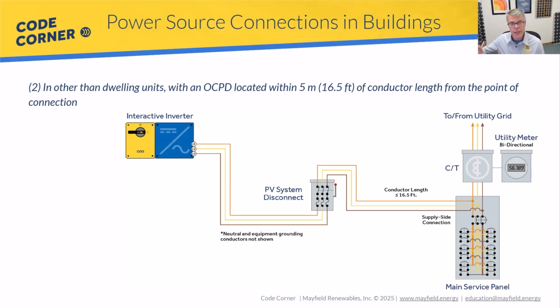The other one is these non-dwelling units, other than dwelling units. This is where we get the 5 meters or 16.5 feet. Really it's the same kind of concept. We just get a little bit longer distance. You're in a commercial or industrial facility or something like that. So it's not a huge amount of extra distance you get, but you do get some, and that can be helpful for those applications that we're doing. So again, conductor length is limited to that 16.5 feet in this specific situation.